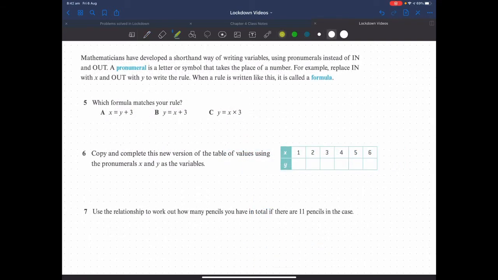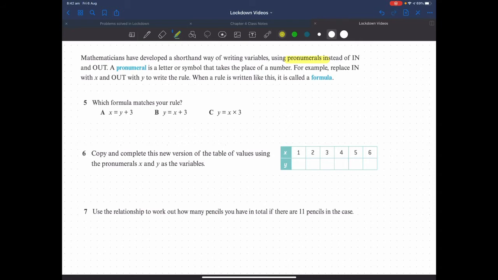Now for the next part of this example, it says to us, mathematicians have developed a shorthand way of writing variables. That means we're not going to write the word in and out. Instead of writing the words in or out, we're going to replace the words with a single letter, using a letter to replace a word. When we use these letters they are called pronumerals. I've highlighted that in yellow.